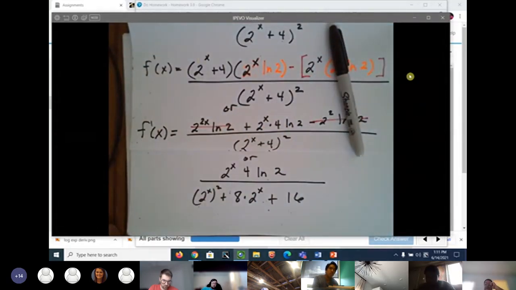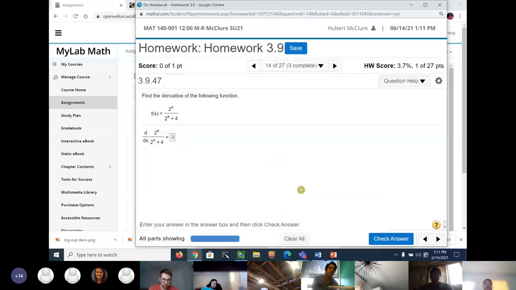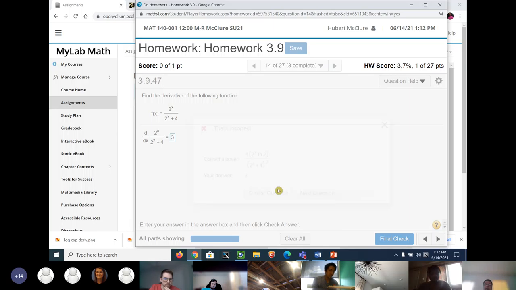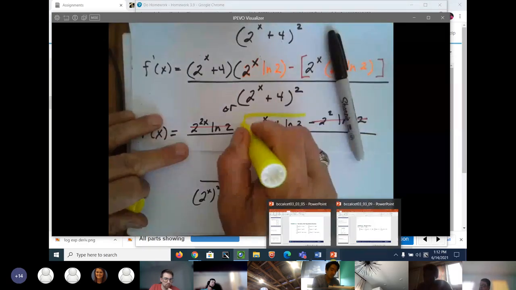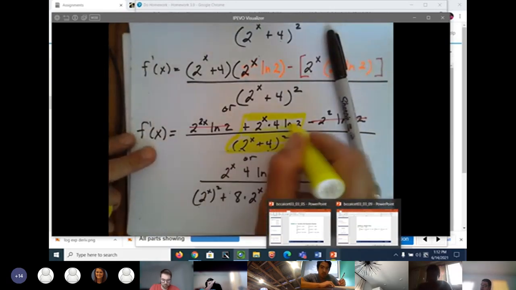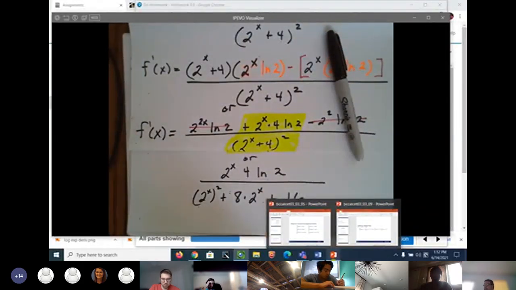Let's see what they got for an answer. 4 times 2 to the x, natural log of 2, that's what we got, over 2 to the x plus 4 squared. Okay, they just stopped right here. Take my yellow marker, they stopped right here. So that's your answer. That's a good one.